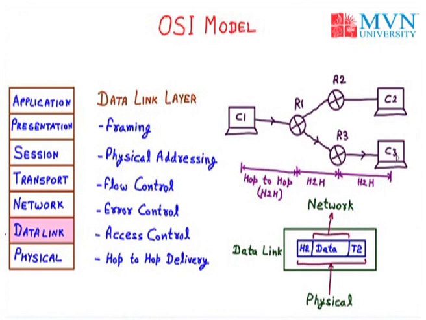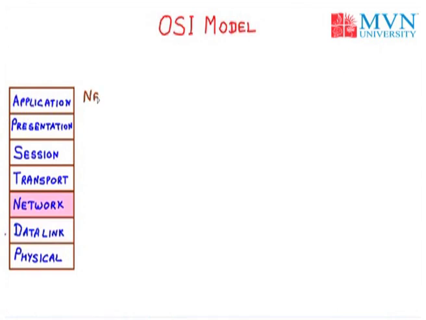Now we will discuss our next layer called the network layer. Now we have the various functions of the network layer. The first main function of the network layer is routing. Routing means, for example, we have various paths, and which path the data will travel on is called routing.